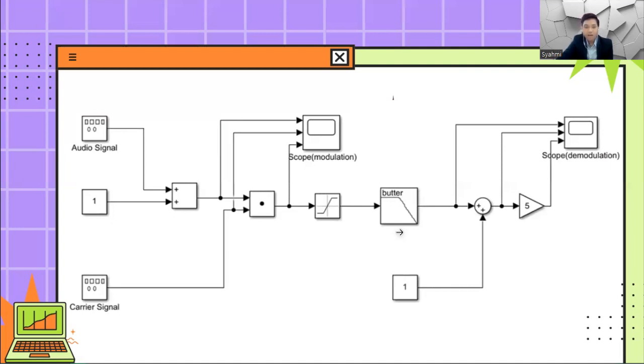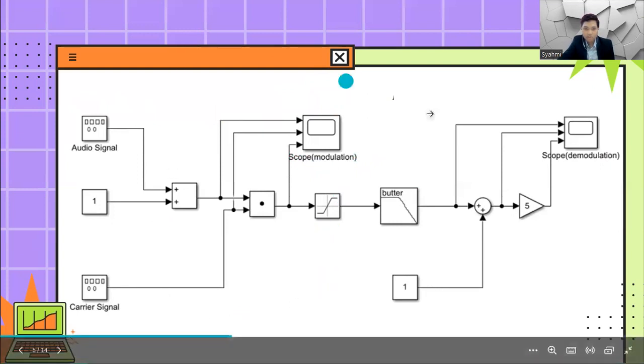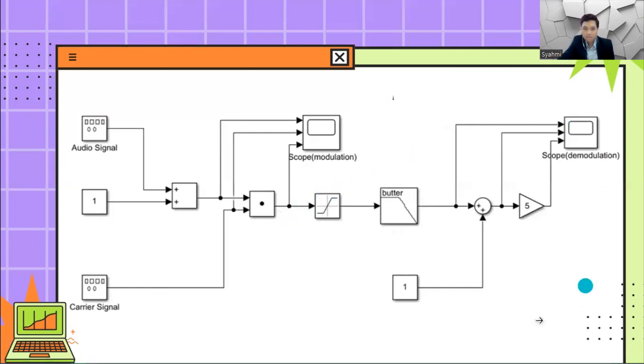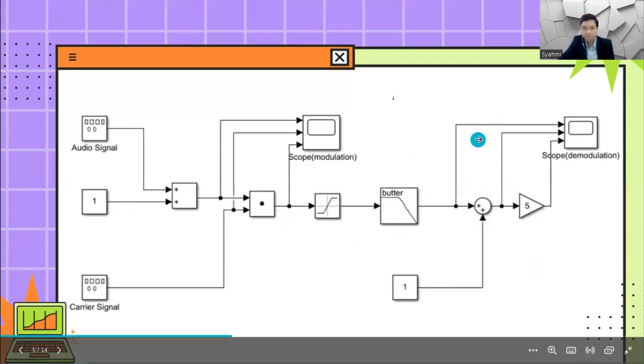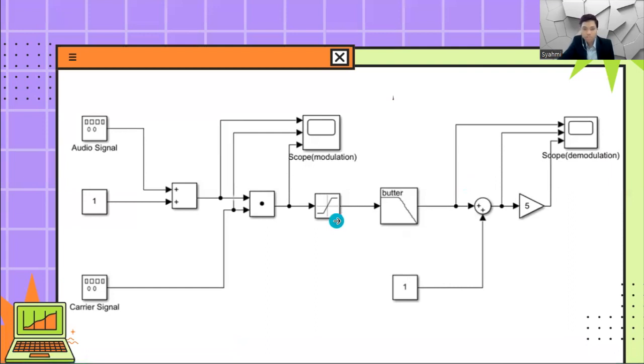But for this design, I don't include noise, so the noise and interference is considered negligible. Of course, I use a scope to observe its output signal. This is the modulation part, and after this part is the demodulation part. I also use a saturation block. So let's see what the result is.